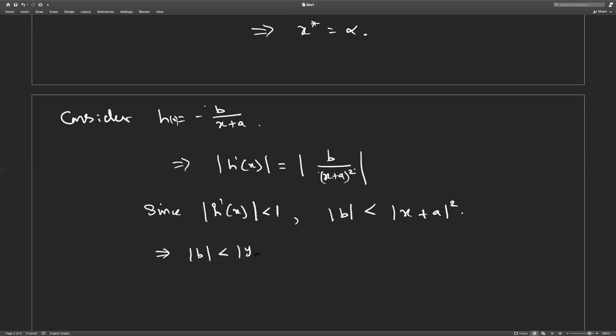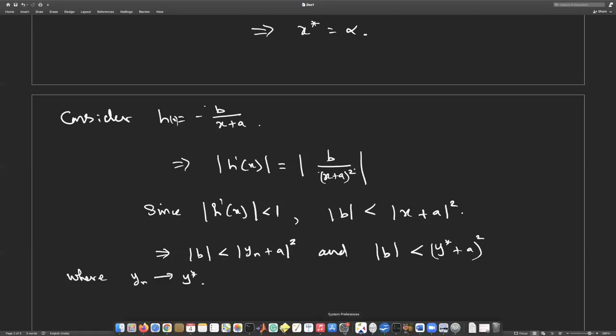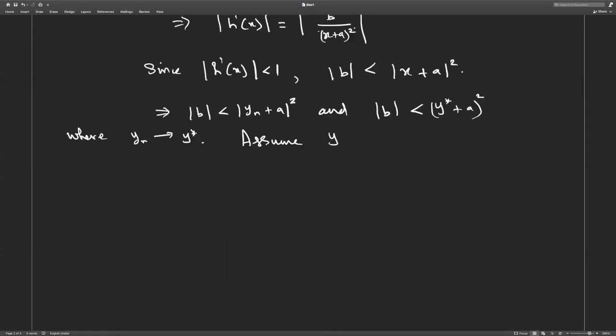That implies mod b is less than yn plus a the whole square, because this has to hold for each term of the iterative sequence yn, and also it holds for the limit, let us denote it by y star, y star plus a the whole square, because we assume that yn converges to y star, and we have to show that y star is equal to beta. Now assume the contrary, that y star is equal to alpha, then we will have mod b is less than alpha plus a the whole square.